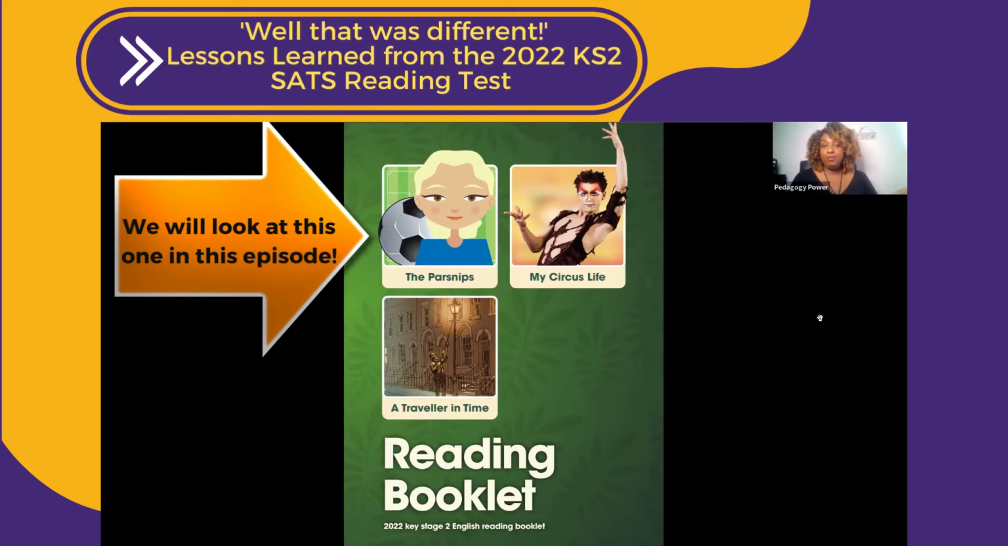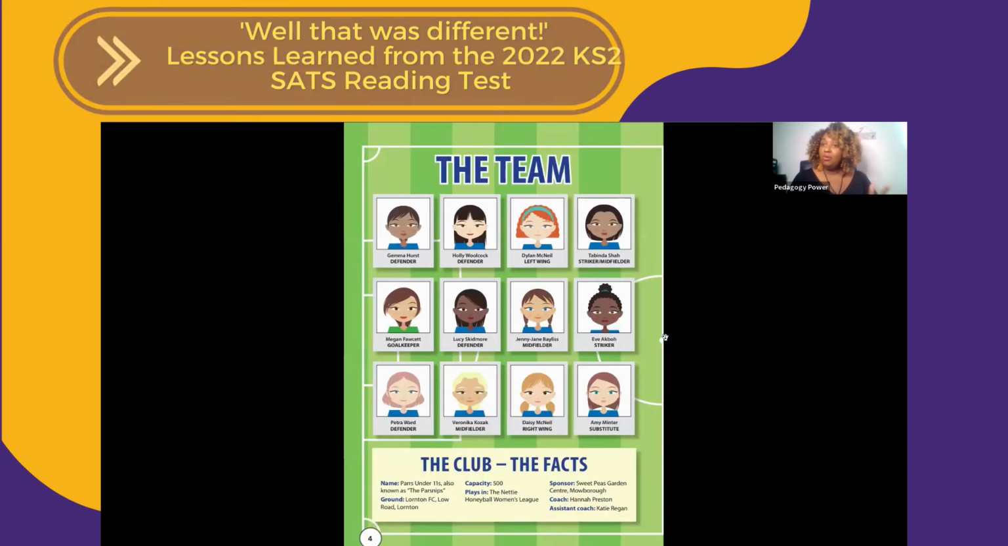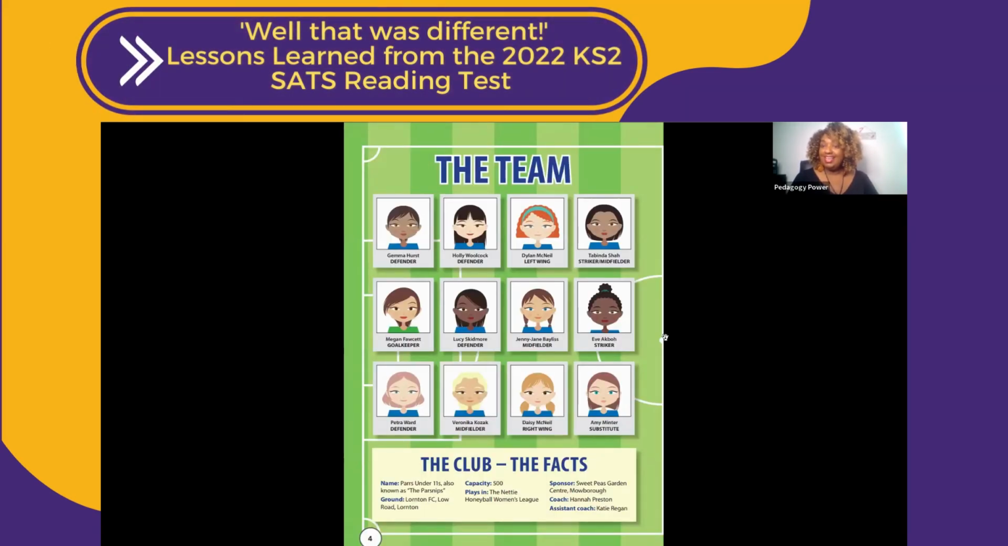So we had three: The Parsnips, My Circus Life, and A Traveller in Time. I believe that the subject matters of these extracts are a lot more accessible to many children and should pull on some kind of background knowledge for most. Now, was the vocabulary more tricky in this text than in any previous year? Not necessarily. Let's take a look at the very first extract, where the team is introduced for the Parsnips.